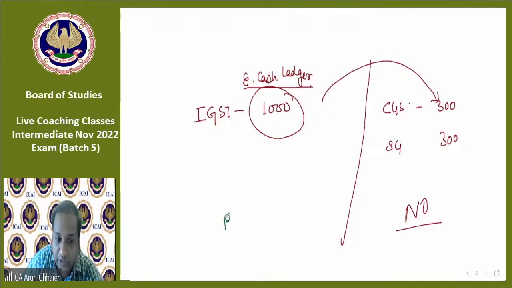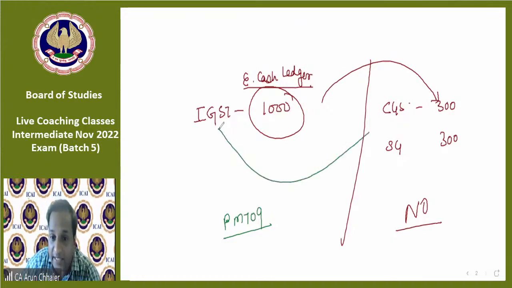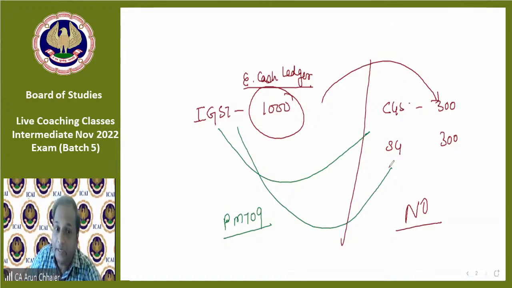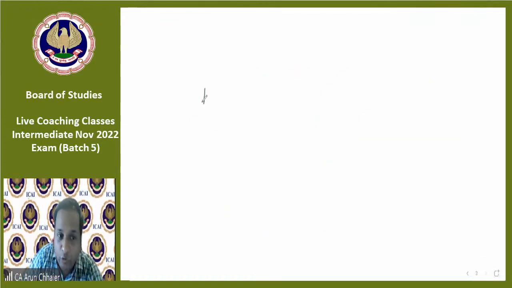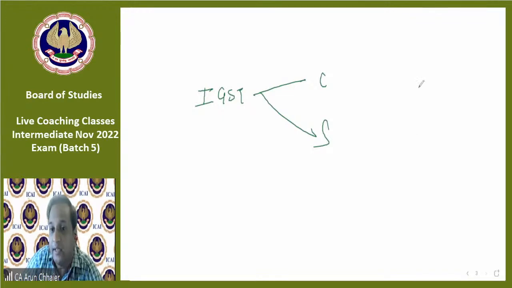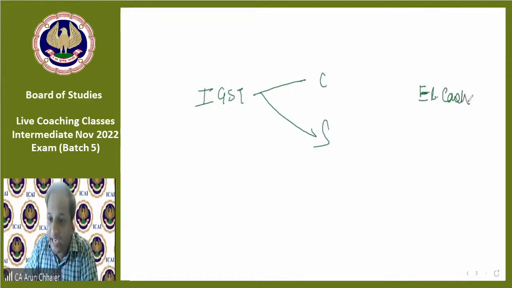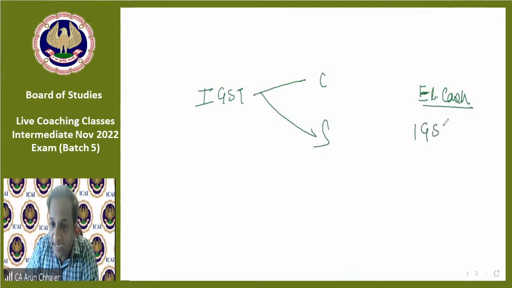First, you need to transfer through PMT09 from IGST to CGST and from IGST to SGST. You need to transfer the cash. After transferring, what is the electronic cash ledger? It will show like this: IGST 400, CGST 300, SGST 300.